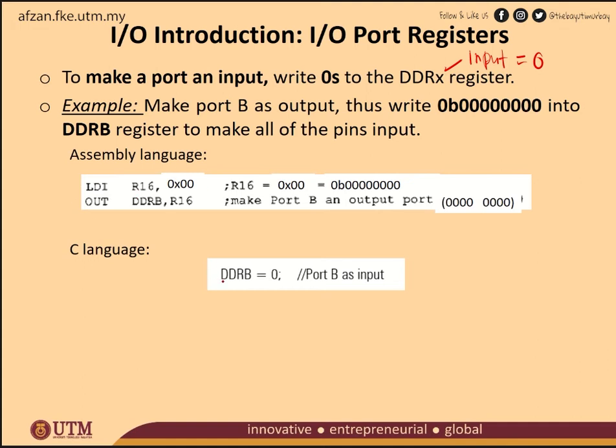But in C language, you only need to write DDRB equal to 0. So automatically your port B becomes an input. Why? Because you send 0 to your DDRB. Okay, so this is in decimal. If you're going to write in hexadecimal, it's the same. DDRB equal to 0x00. Binary also can. Okay, you need the DDRB equal to 0B, what value?